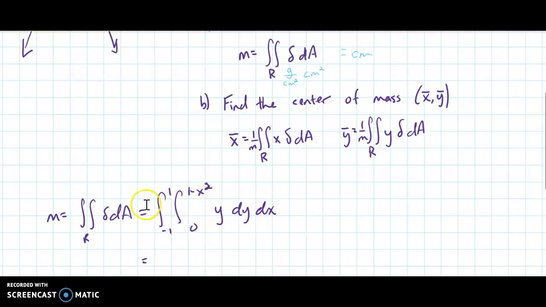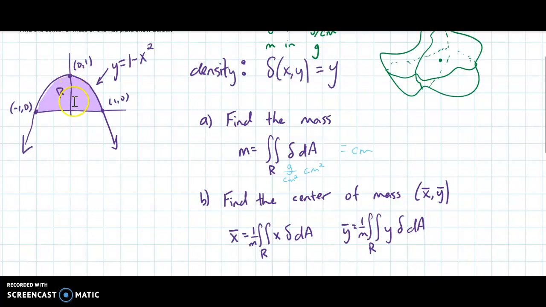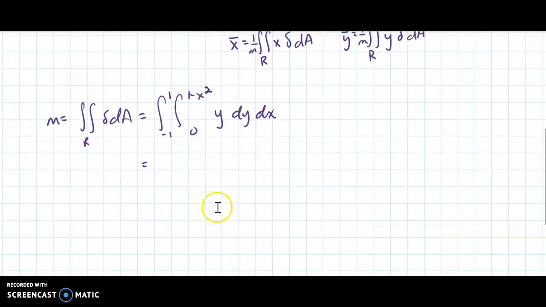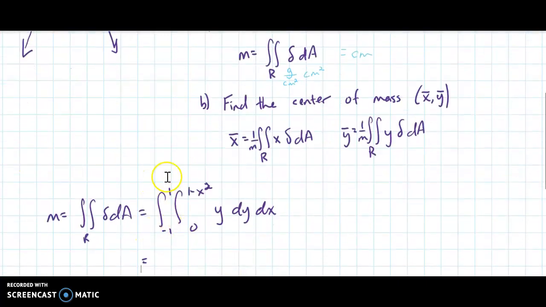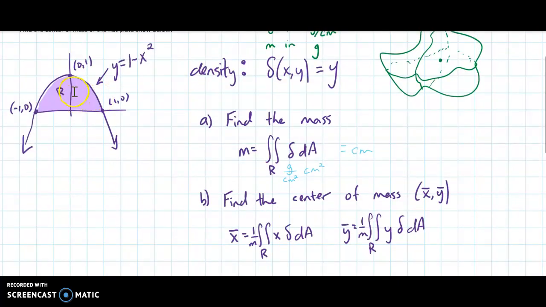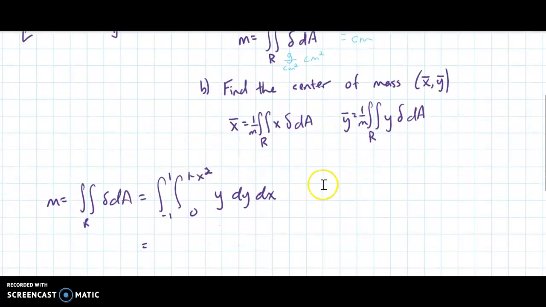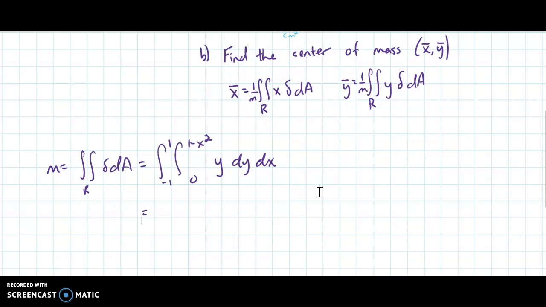Another shortcut that I'm going to take here is that the density is only dependent on the height. So I think you could easily argue that this right half, because it has the same symmetric shape as this left half over here, is going to have the same mass. Instead of doing the integral from -1 to 1, why don't I just do the right half and double it? That's totally legitimate, and we can work it out mathematically, and I'll do that in a little bit as well. So I'm going to do 2 times the integral from 0 to 1, and then the integral from 0 to 1 minus x squared of y dy dx.